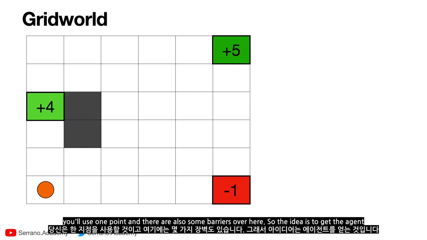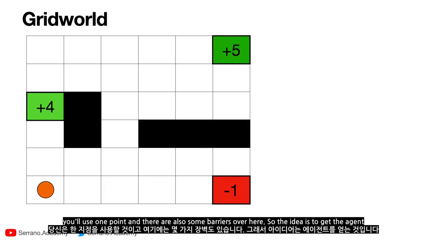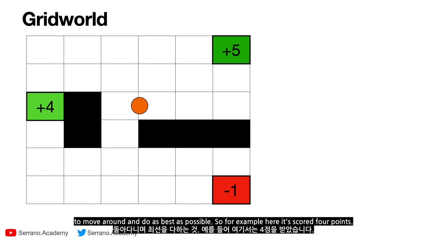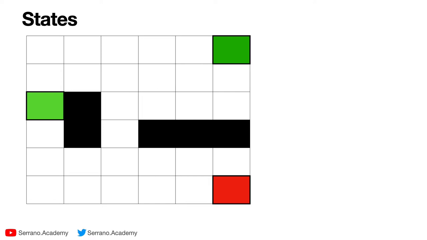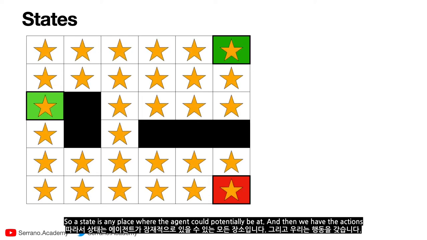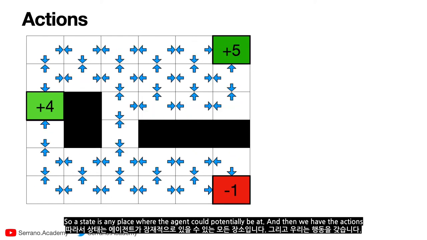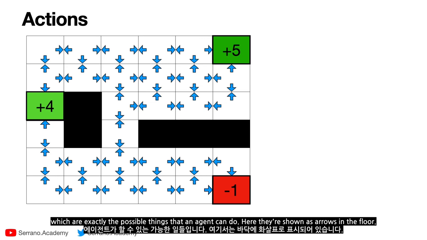And there are also some barriers over here. So the idea is to get the agent to move around and do as best as possible. So for example, here it scored 4 points. And in order to teach the agent, we have some reinforcement learning terms. The first one is the states. A state is any place where the agent could potentially be at. And then we have the actions, which are exactly the possible things that an agent can do.